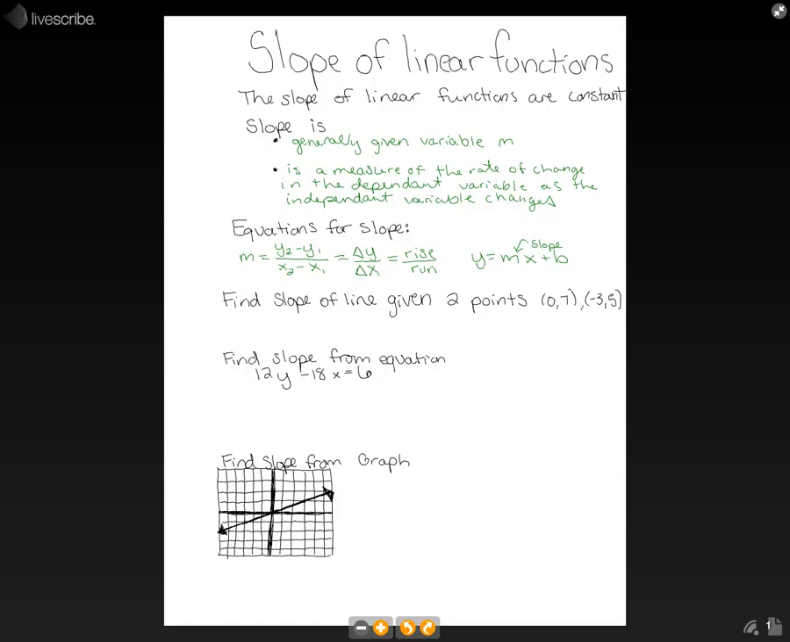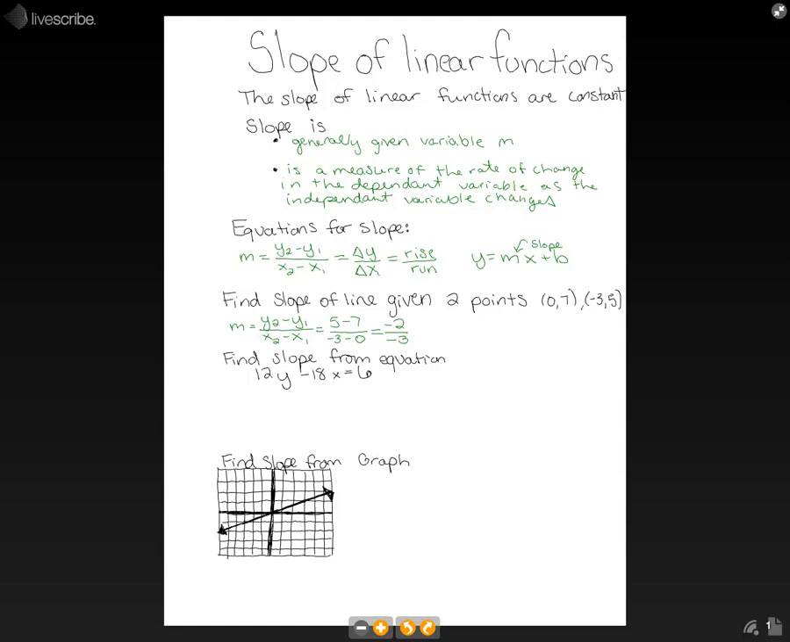So now let's find the slope of a line given 2 points, 0, 7 and negative 3, 5. So we're going to use that first equation for slope. So m equals y2 minus y1 over x2 minus x1. And if we plug in our coordinates here, we have 5 minus 7 over negative 3 minus 0.